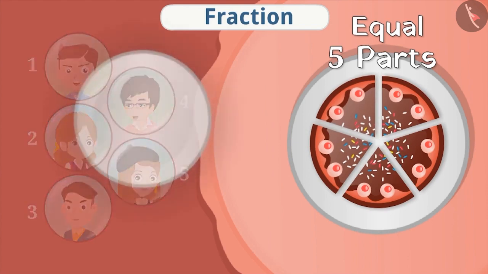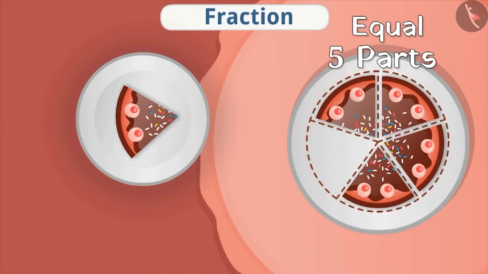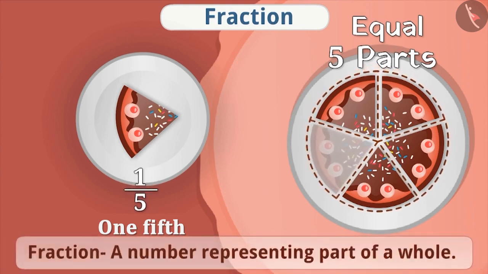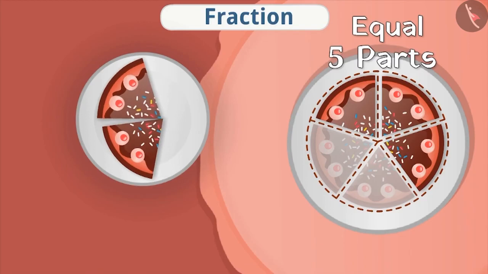After distribution, Manav kept one piece aside. As it is one of the 5 equal parts, it can be represented like this and read as 1/5. A number which represents the part of a whole is called a fraction. If we keep one more piece on the plate, then the number of pieces becomes 2. Since there are 2 pieces out of 5, these 2 parts form the fraction 2/5 of the whole cake.